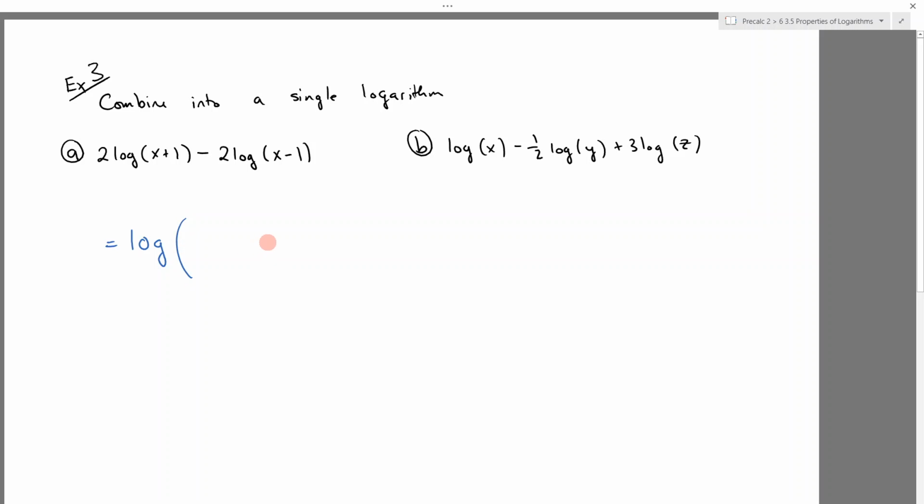And so let's look at the operations. This term is positive. First term is positive, so that goes in the numerator. This term is negative, is being subtracted, so that goes in the denominator. And then again, when combining, the coefficients turn to powers. Right, so this coefficient of 2 becomes a power, and then this coefficient of 2 becomes a power.